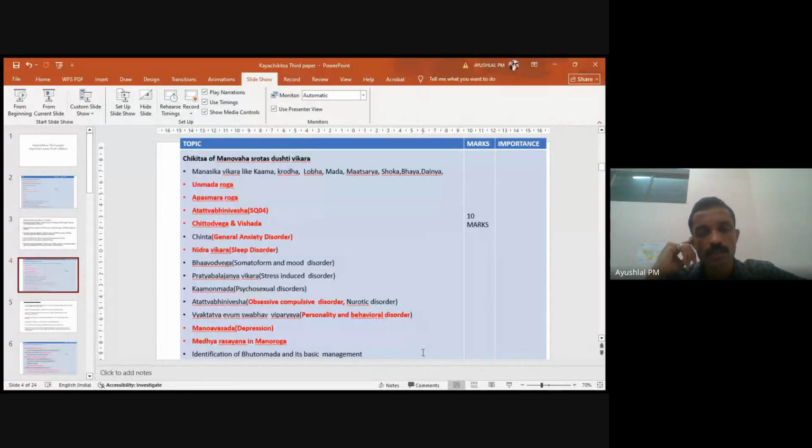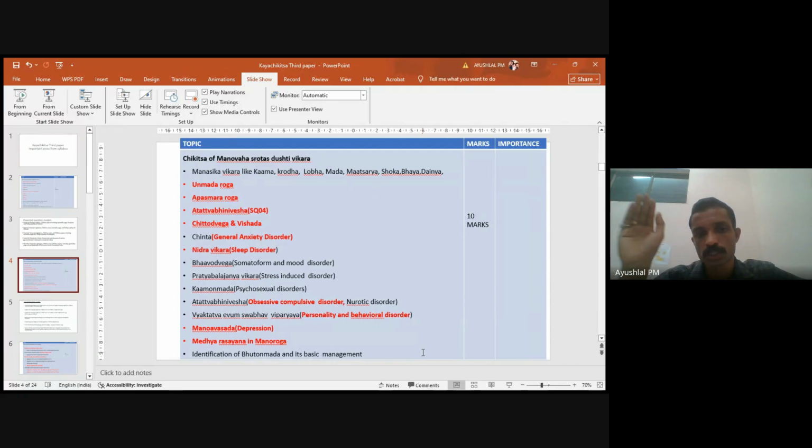For Vishada also you will get some references, but not many. Vishada is explained in Vataja Nanatmaja Vikara, and you will get very minimal references regarding Vishada. Asiddhi bhayat karmasu sadhu apravritti Vishada. This is one definition you get from Sushruta Samhita. Other than that, there is not much explanation. If Vishada is asked, you can write the remaining portions from depression itself.